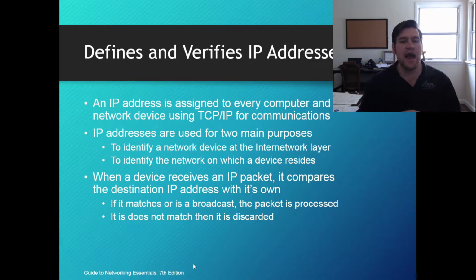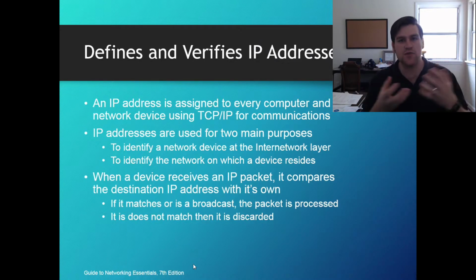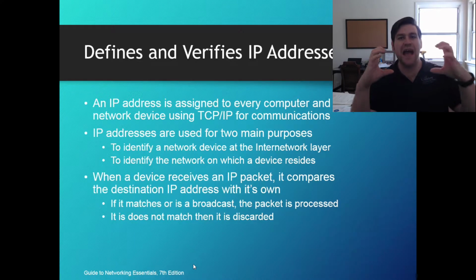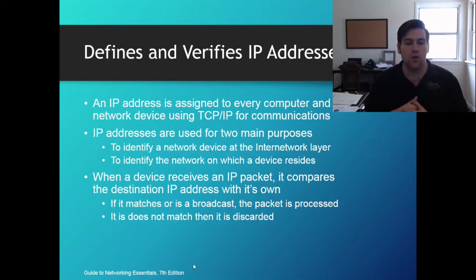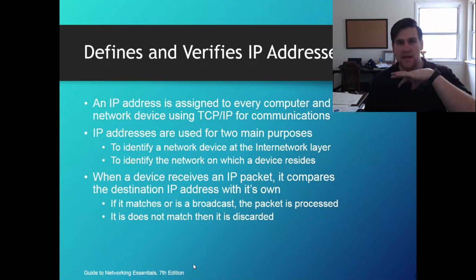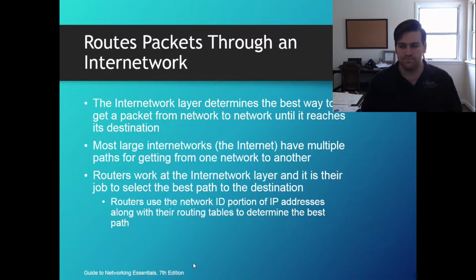When a device receives an IP packet, it compares the destination address with its own. Again, we know this happens at the network interface layer as well. The network interface or network access layer is receiving a frame, identifying the MAC address and handing it up if it matches. The same sort of thing happens at the internetwork layer. The internetwork layer looks at the packet and says, does this IP address match my configured IP address? If it matches, or if it's a broadcast, then the packet is processed. If it doesn't match, then it's discarded. Same sort of thing that happens at the network access layer.